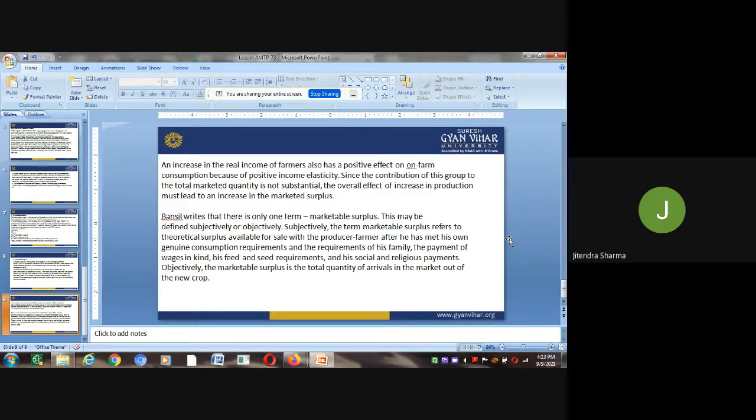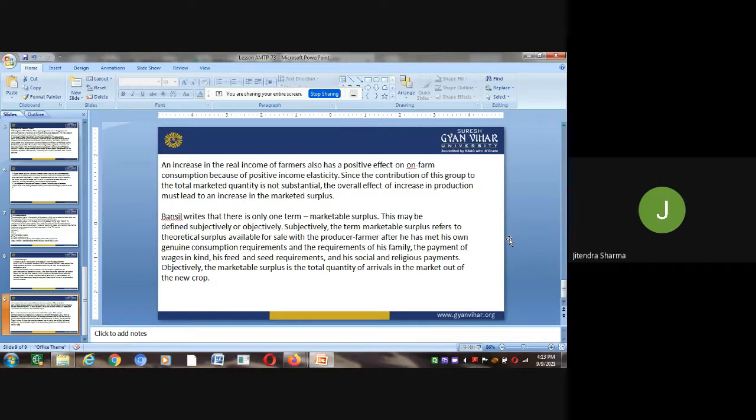Bansal writes that there is only one term. There is nothing like producer surplus or market surplus. He told only the marketable surplus. This may be defined subjectively or objectively. Subjectively, the term marketable surplus refers to the theoretical surplus available for sale with the producer farmers, that is, after he has met his own genuine consumption requirement and the requirement of his family, the payment of wages in kind, seed requirements and other social and religious payments.